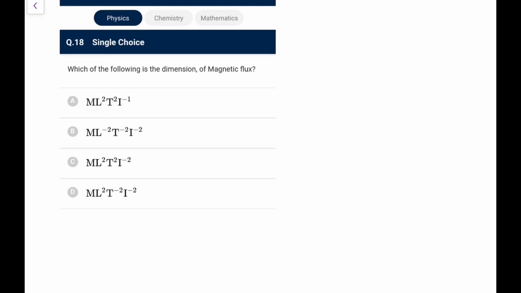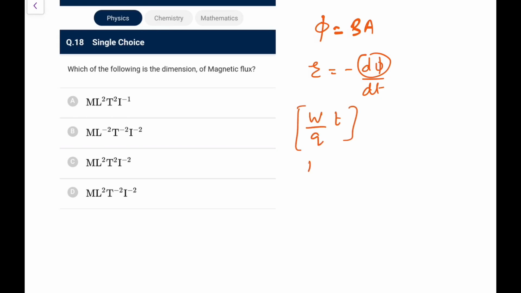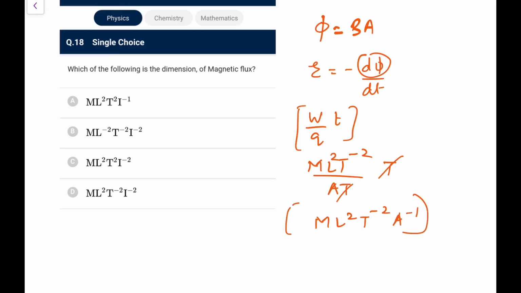Next, which of the following is the dimension of magnetic flux? So magnetic flux is equal to B into A, that you directly write. Or the better thing is, induced EMF is equal to minus d phi by dt. That is a better thing. So phi is EMF into dt. And EMF is work done upon charge, into time. So work is M L squared T to the minus 2, q is A T, and this is T. So the T cancels, and it is M L squared T to the minus 2 A to the minus 1, or current to the minus 1 if they have written it as I.